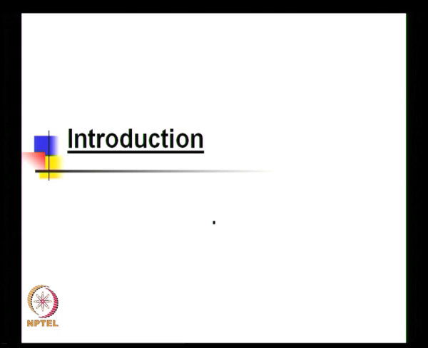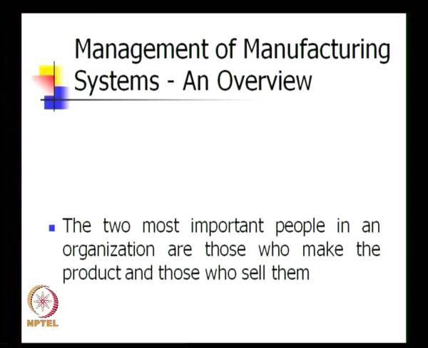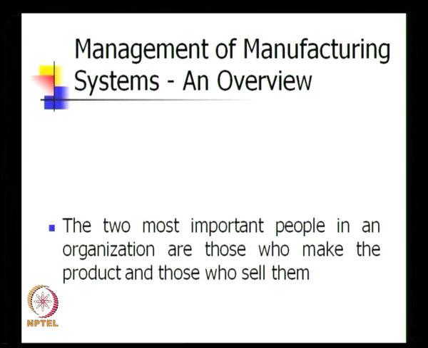So, we begin the first lecture of this course formally with an introduction to manufacturing systems and some of the issues in manufacturing. We begin with an important observation that the two most important people in an organization are those who make the product and those who sell them. Whenever we talk of manufacturing, we are talking of an organization which is making a single product or a set of products or a variety of products or several variants within a certain variety of a product. These products are manufactured and sold. So, we are talking about the importance of manufacturing and the need to perform the manufacturing in a least cost and in a very effective manner.